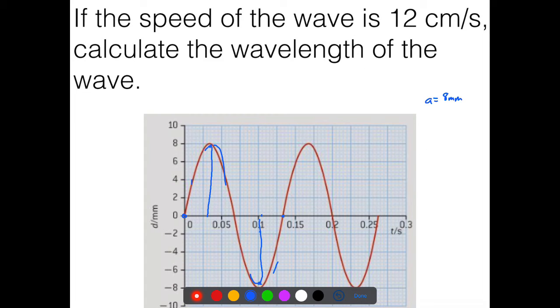So the next question: if the speed of the wave is 12 centimeters a second, then calculate the wavelength of the wave. That should be pretty easy because we know that velocity equals wavelength times frequency. You'd be surprised, or maybe you shouldn't be surprised by now, how often this equation comes up. So we're going 12, notice that this is in centimeters per second, equals wavelength times the frequency. Frequency from the previous slide was 7.41.